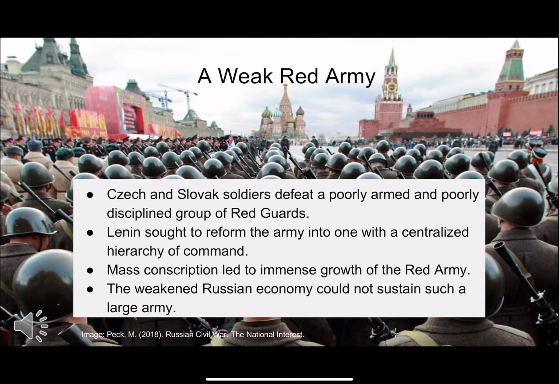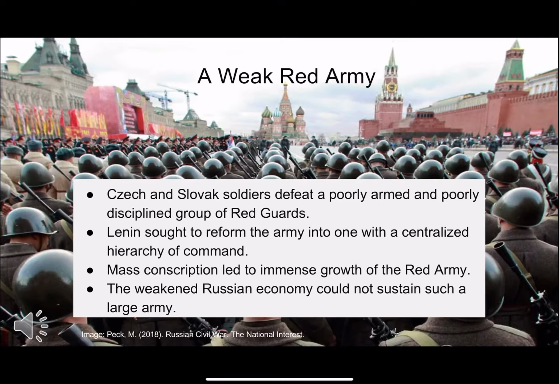In March of 1918, Czech and Slovak soldiers were stranded on Soviet soil, and when met with poorly armed and disciplined Red Guards, the soldiers easily defeated them. This led to Lenin's realization that the Red Army was to be reformed into a model with a centralized hierarchy of command, similar to that of the Tsar. This was worrisome to many within the party's rank and file, as well as peasants who did not want to leave their villages during harvest.